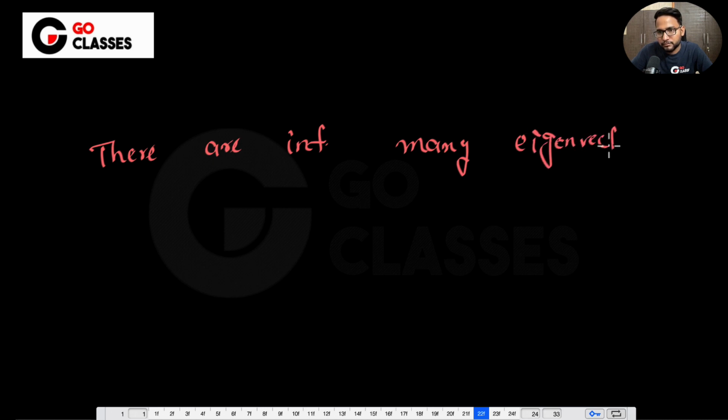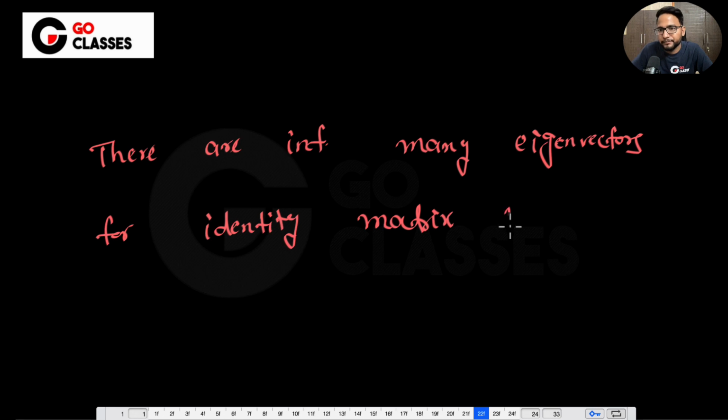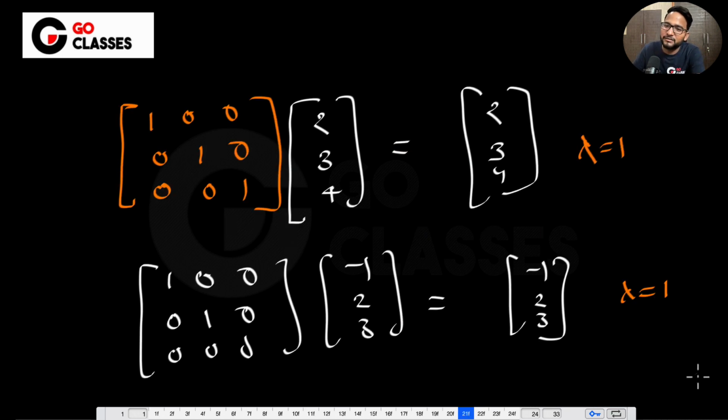So can I say that there are infinitely many eigenvectors for the identity matrix A? Identity matrix I or A does not matter. Let me know, what do you think? It seems like you take any vector, it's an eigenvector. So is the answer yes or no, or are we doing something wrong?